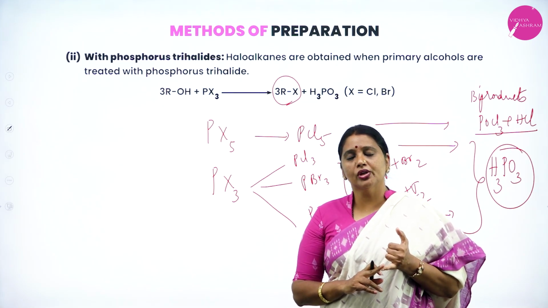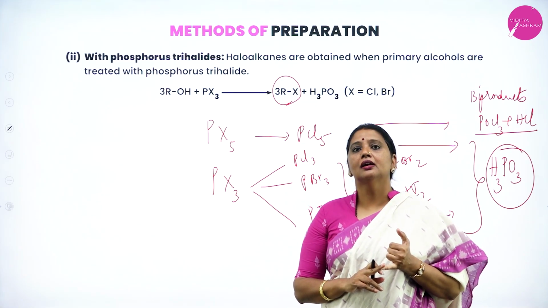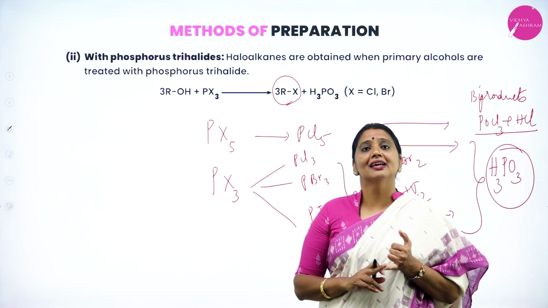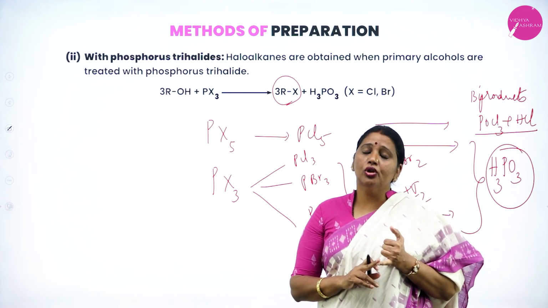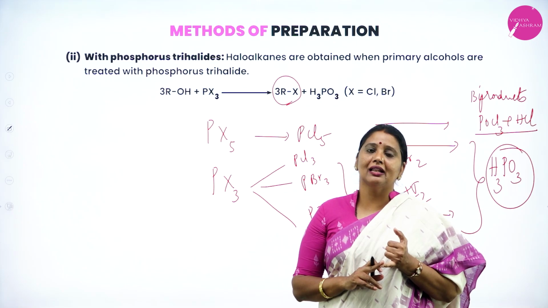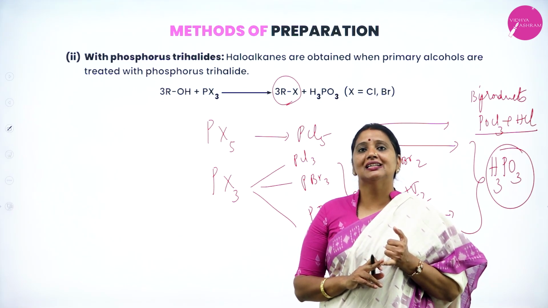First method, how do you convert alcohol into alkyl halide? By adding HX. Second method, how do you convert alcohol into alkyl halide? Either by adding phosphorus pentahalide or phosphorus trihalide.